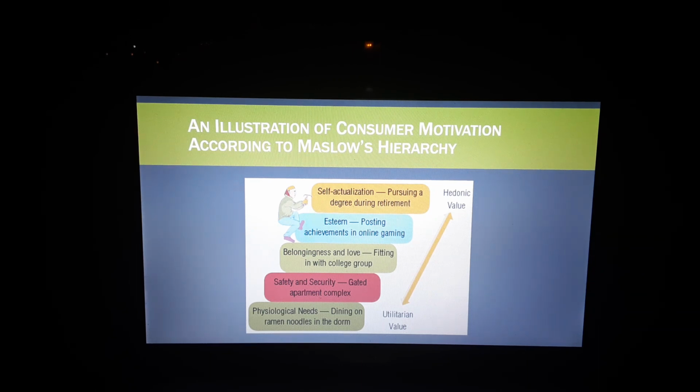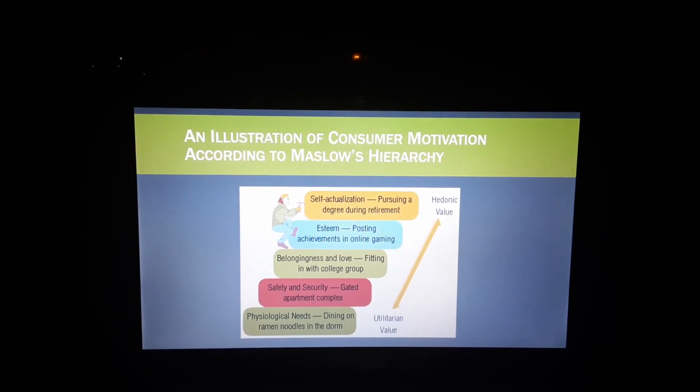Esteem is feeling good about yourself, feeling good about your achievements and what you can do. Congratulations for a job well done, kind of a thing. The example they give here is posting achievements in online gaming. And then self-actualization is reaching your greatest potential and doing what makes you the happiest and uses all of your skills and abilities. So the utilitarian value is at the very basic level of the physiological needs, and then as we move up, we look at the hedonic value.